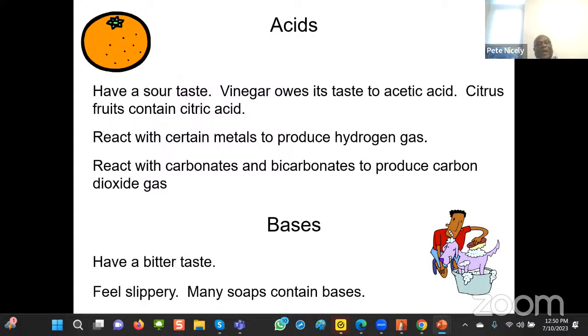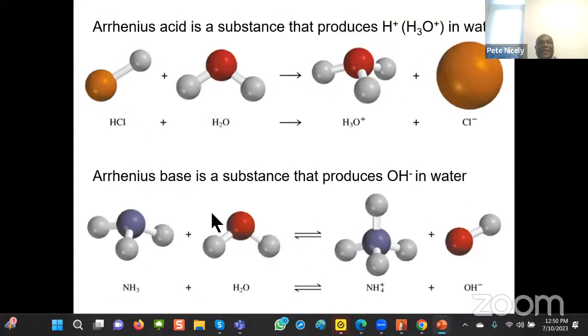Now, the reason it feels slippery is because, believe it or not, when the base reacts with certain oils on your skin, it produces soap, right? So we're talking about the same soap that you would use to shower with and so on. Basically, that is what is formed when you have the sodium hydroxide or the base interacting with the oils on your skin. So for that reason, you feel something slippery on your skin or between your fingers, all right?